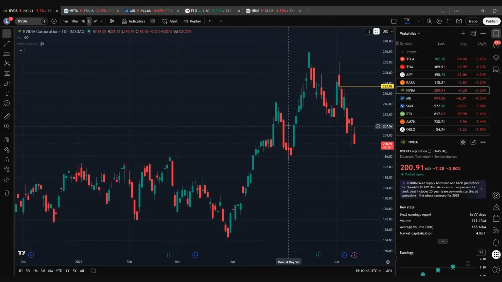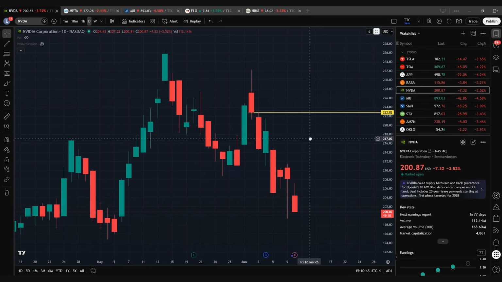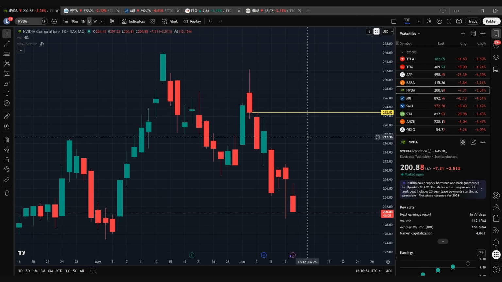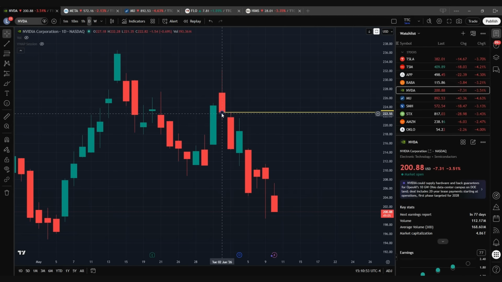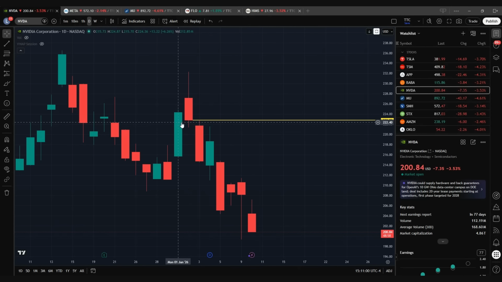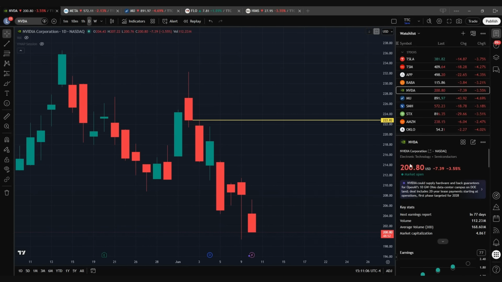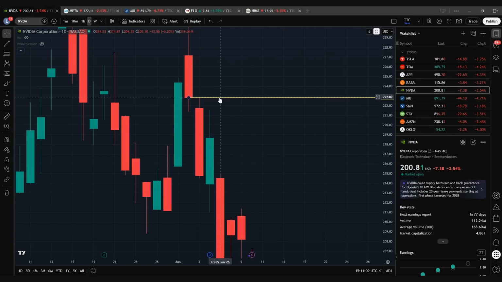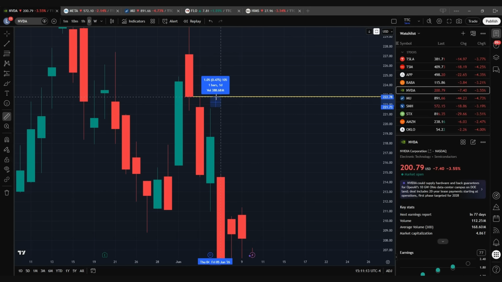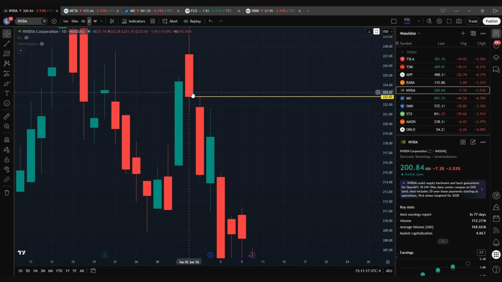So back to this Nvidia chart, we'll take a look at a couple gap fills. The first one is highlighted on my screen. This gap was created on the 2nd of June, right? Not too long ago. And we can see that Nvidia, and this is a very small gap, opened down slightly, 0.5%. But what did we see intraday? We saw price go up into that gap and become filled, right? That gap has been filled.